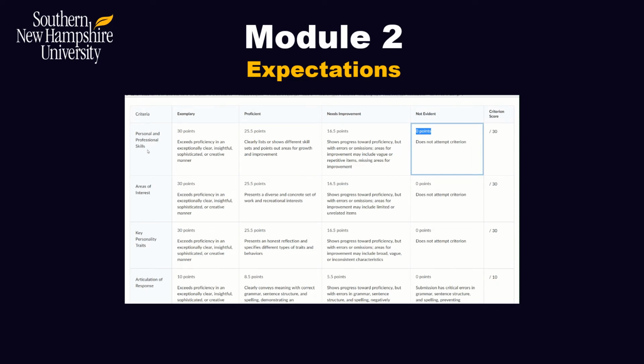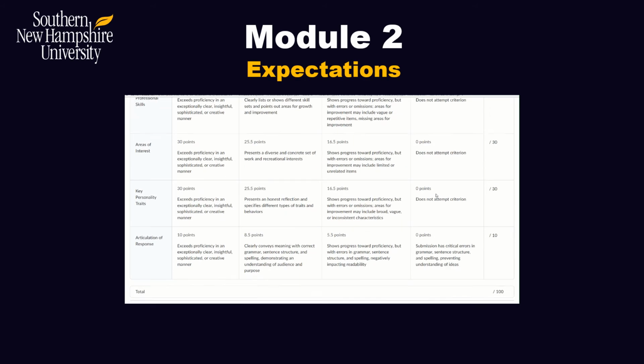So for each of these criteria, you will be ranked either exemplary, proficient, needs improvement, or not evident. The maximum number of points that you can get per criteria is 30, 30, 30, and 10, okay? So 30 for personal and professional skills, 30 for areas of interest, 30 for key personality traits, and then 10 for articulation of your response.